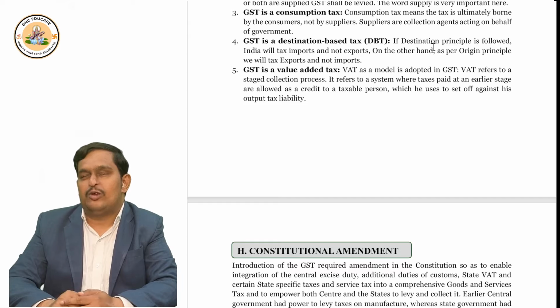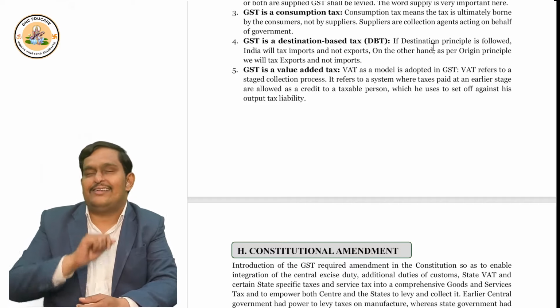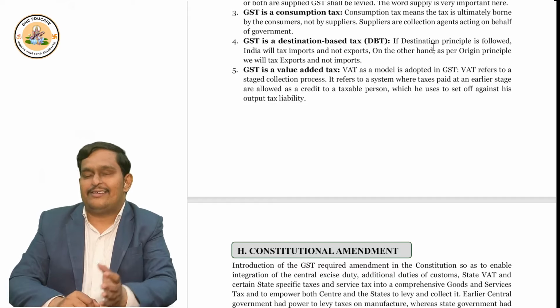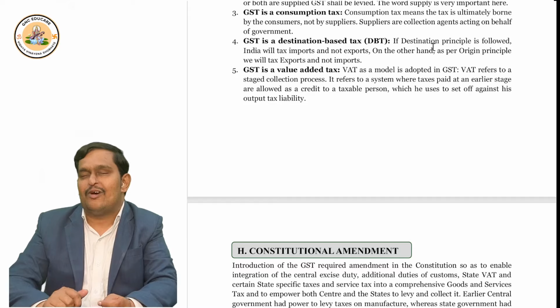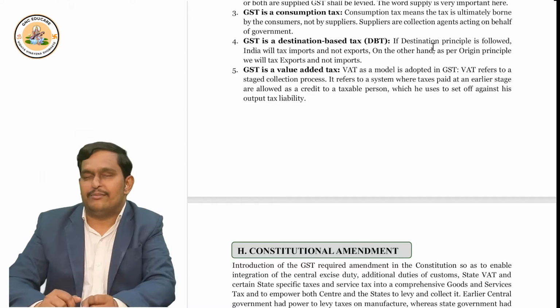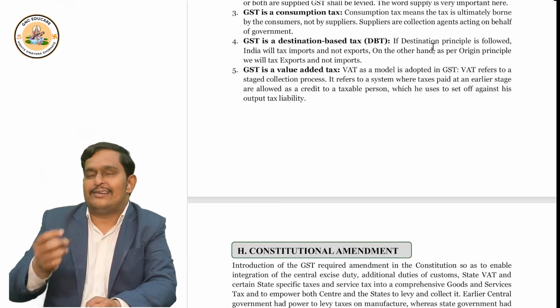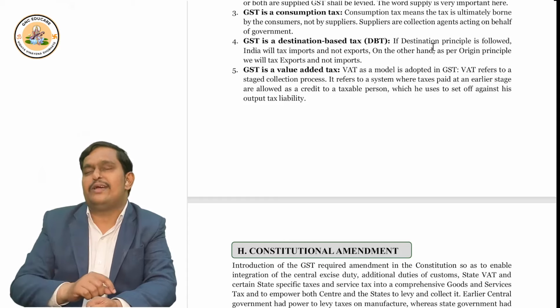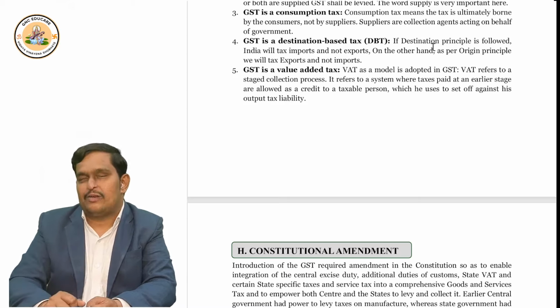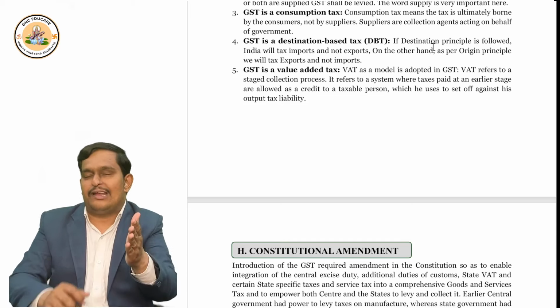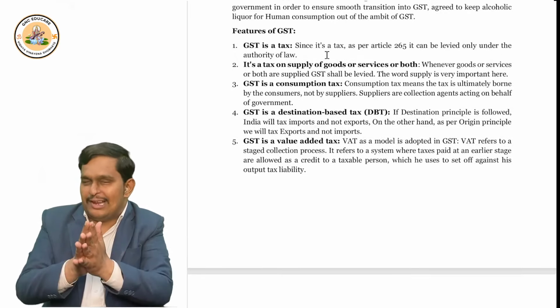But ultimately they said, no, alcoholic liquor I will not share. That's what the state government said. So that's why Article 366 Clause 12A says that GST is a tax on supply of goods and services other than alcoholic liquor for human consumption. GST is a tax on supply of goods and services. GST is a consumption-based tax, destination-based tax. That means the buyer state can collect the tax.